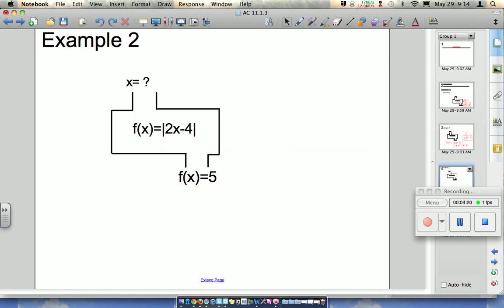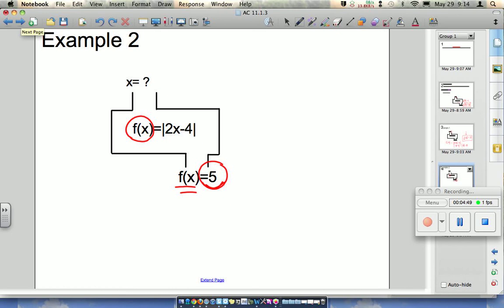Let's take a look at the next example. So the next example, we have f of x equals the absolute value of 2x minus 4 still. But now notice what we're being told. We're being told the output. So we're being asked, when is the function 5? When is the function 5? So again, I'm just going to plug in, but I'm going to plug 5 in for this value. Because that's what f of x equals.